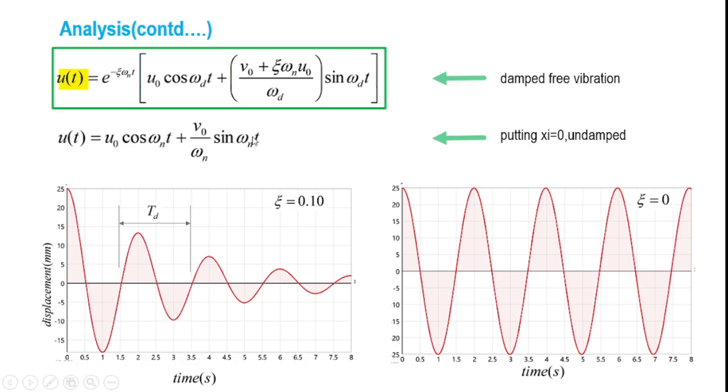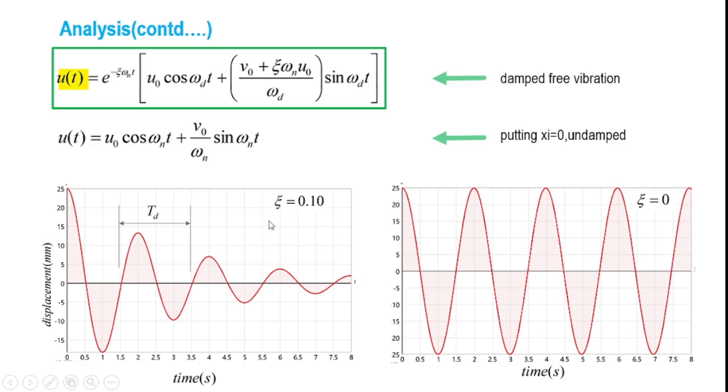Now look here. If you look into the equation for u(t), it is very easy to say that, number one, the amplitude of vibration decays exponentially with respect to time. Look here, e raised to minus c into ω_n into t into a term. This means that for a damped free vibration, the amplitude of vibration decays exponentially with respect to time.